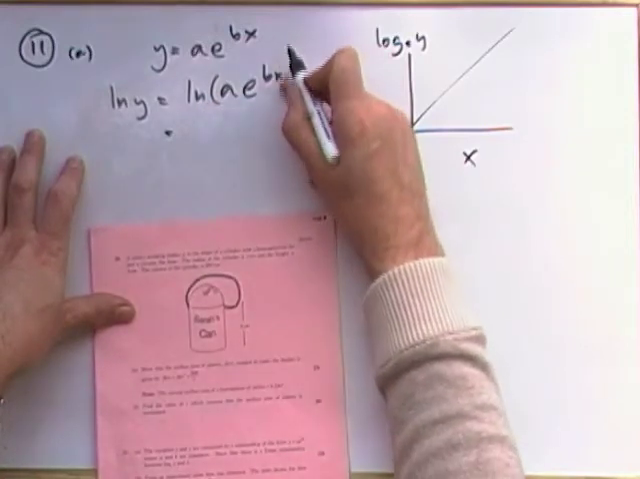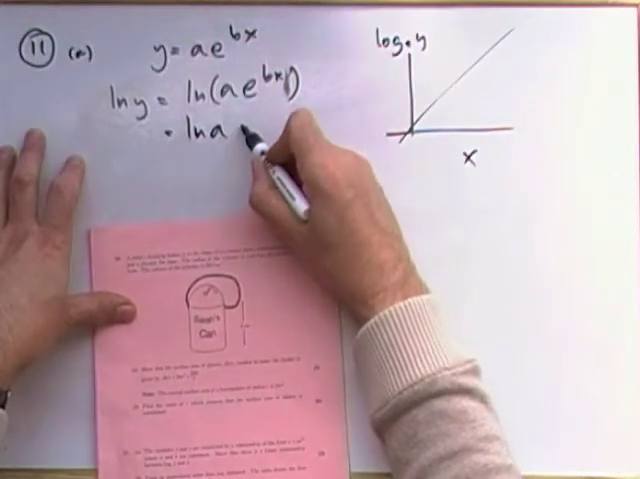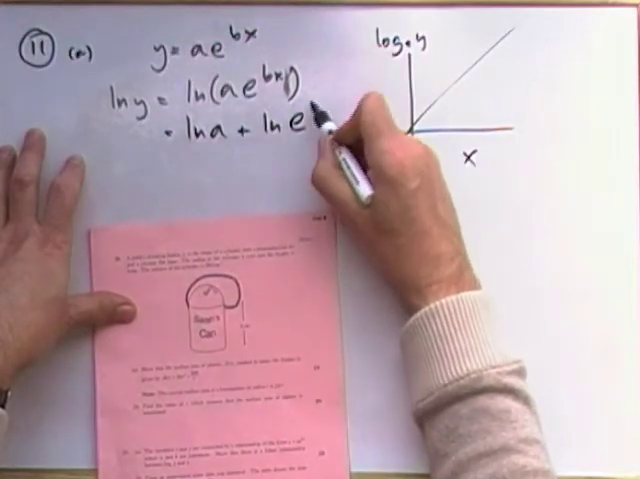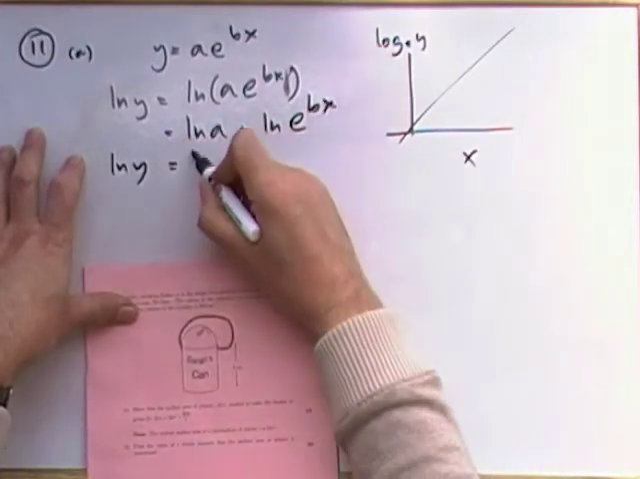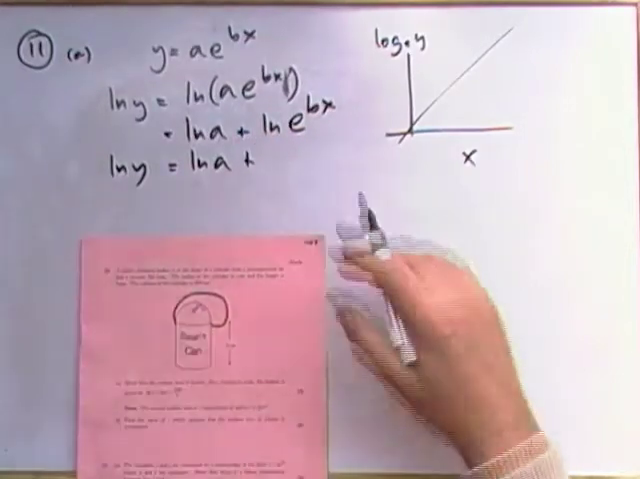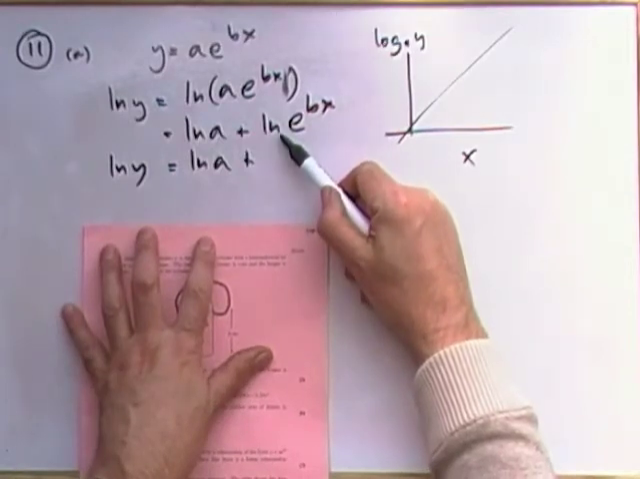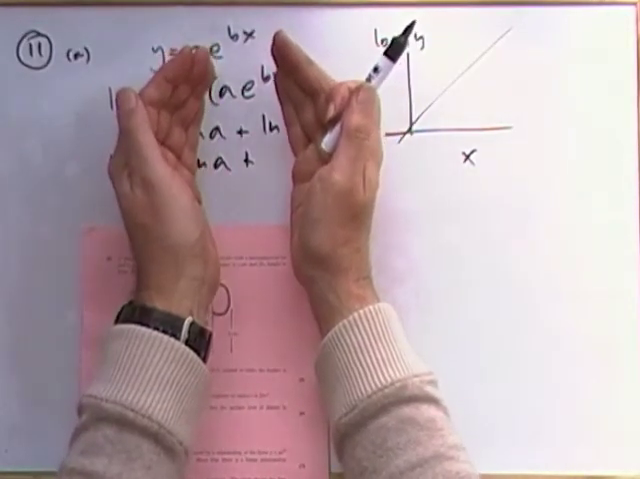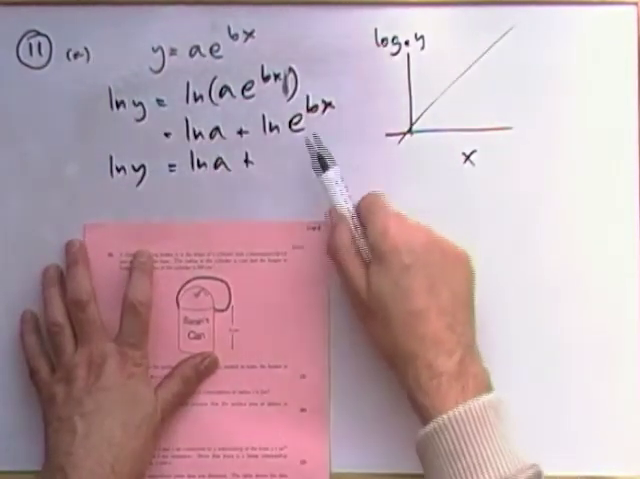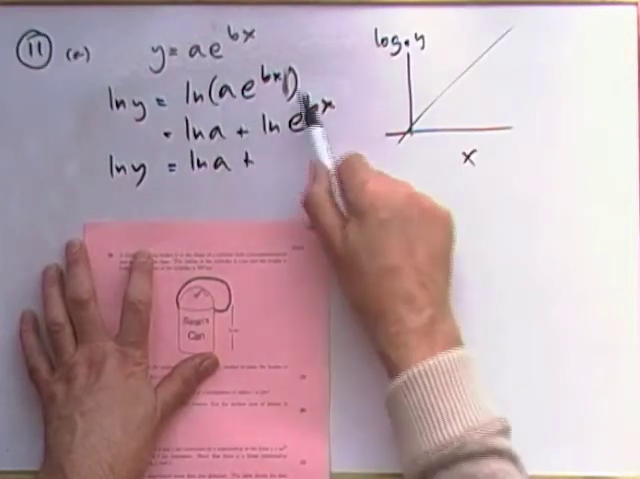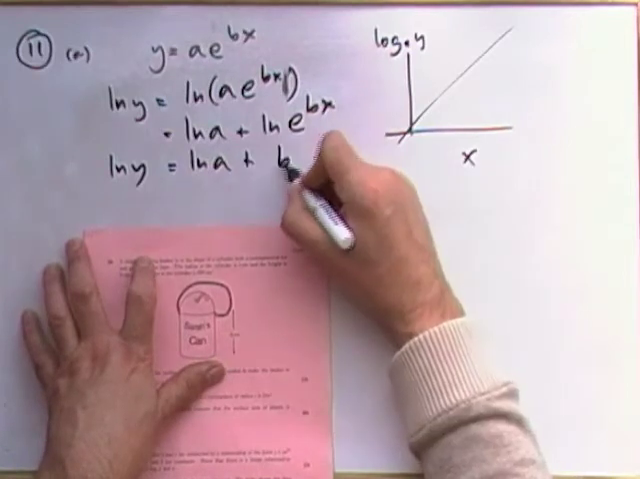Splitting that apart, it's the sum of the two parts. So ln of a and ln of e to the bx. So I've got ln y equals ln a plus, now that part will just come to bx, because ln e says what power of e is e to the power bx, it's obviously bx. Or you could split that up by thinking, take that to the front, extract the power, and then you've got ln e of e is 1, still giving you bx, either way it's bx.